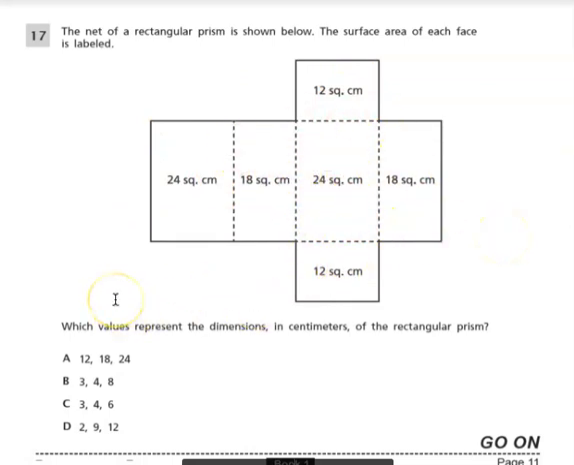So which value represents the dimensions in centimeters of the rectangular prism? You know it's the length, the width, and the height. What do you think is the length, the width, and the height of this box? Figure it out. I'll give you 1 minute. Alright, time's up. Can you please drop your answer? Is it A, B, C, or D?